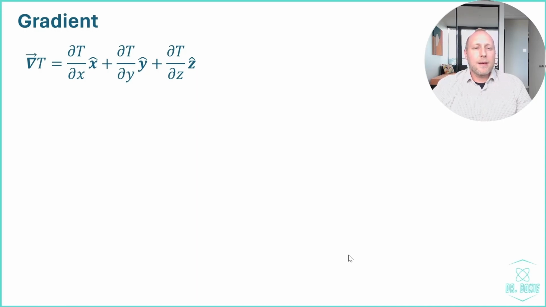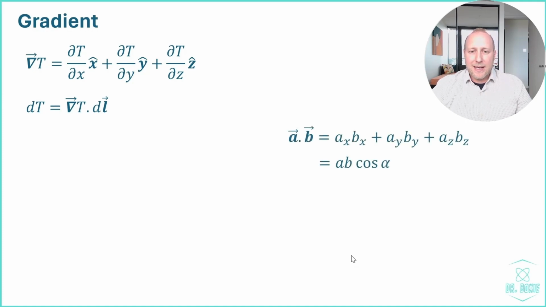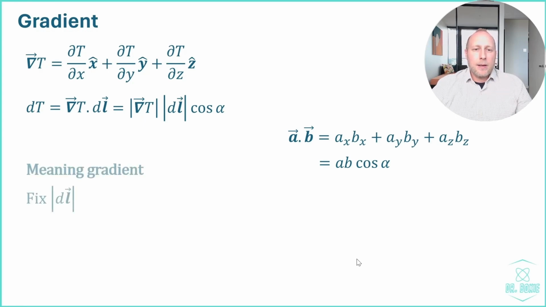To interpret the gradient, we start with the expression we found for the gradient itself and for dT. Now we have two different ways of calculating dot products between vectors. One of them was the expression we used on the previous slide, and another one was AB cosine alpha. If we use that one on the dot product we found for dT, we get the expression that dT is equal to the magnitude of the gradient times the magnitude of the displacement dl times the cosine of the angle between those two.